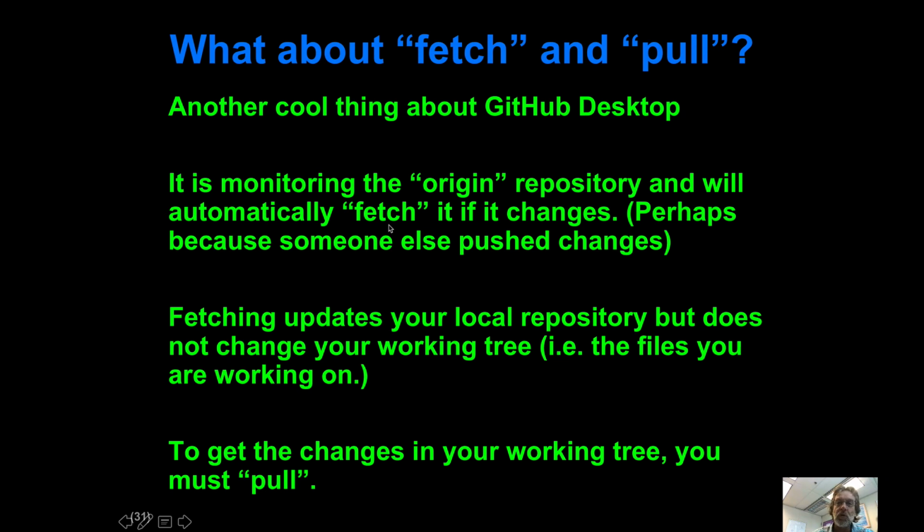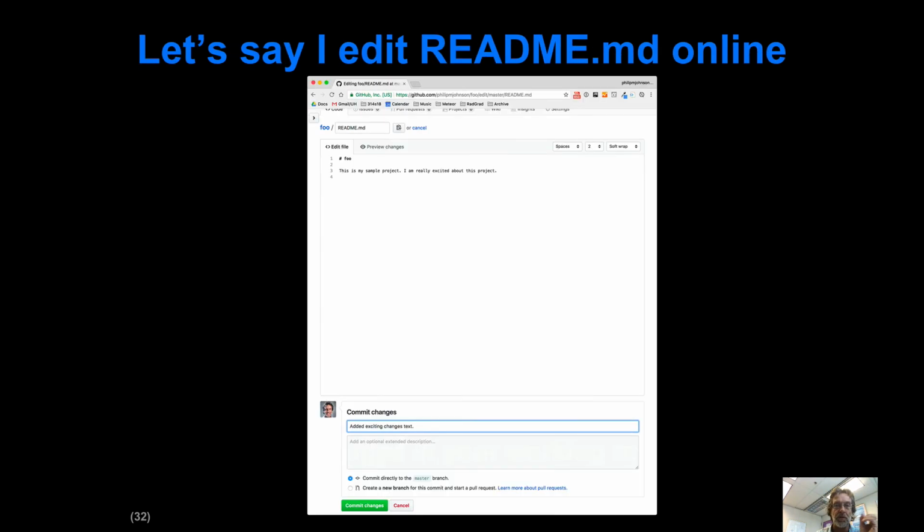GitHub, and it will automatically do a fetch if it changes, which means it will copy any changes from GitHub, the GitHub repo, into your local repository automatically. This doesn't change your working tree. It doesn't change the files that you're working on. Unfortunately, that would be crazy. But it means that it knows about the changes and you can see the changes. Okay. In order to actually get those changes into your working tree, use another command called pull.